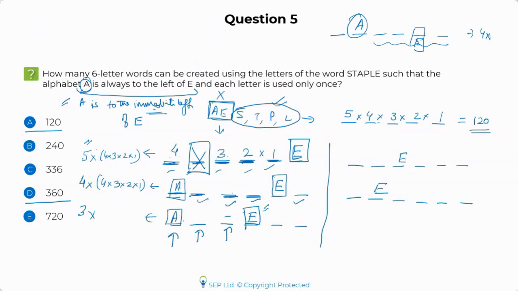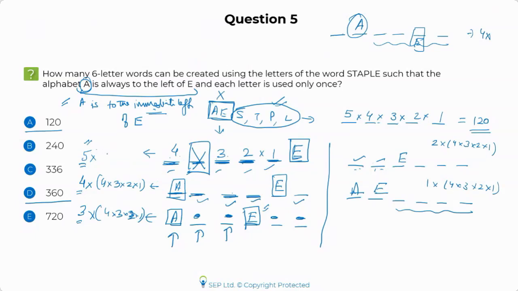Once you place it, then you'll be left with 4 spaces once again. 4 spaces, 4 letters. So if you notice the pattern, you can see that 4, 3, 2, 1 is always there. And what is happening is the number of places in which A can be placed is decreasing. So in this case, the fourth case that you have, A can be placed in only 2 ways. So this is basically 2 times 4, 3, 2, 1. A can be placed in only 1 way, and these are 4 spaces left. So 1 times 4, 3, 2, 1. And 4, 3, 2, 1 is 24.